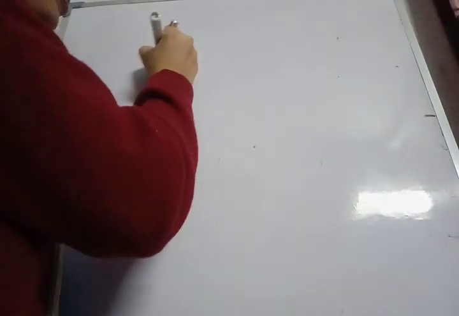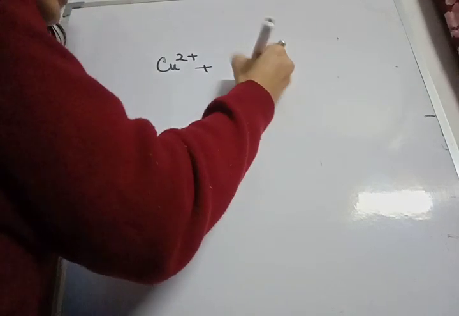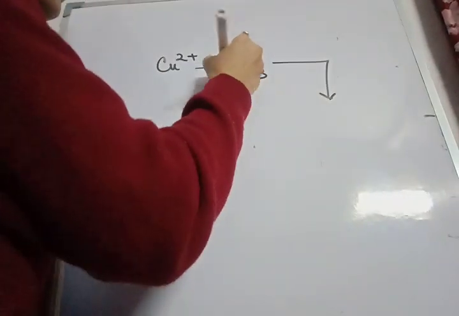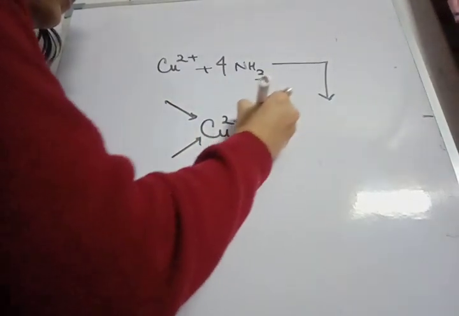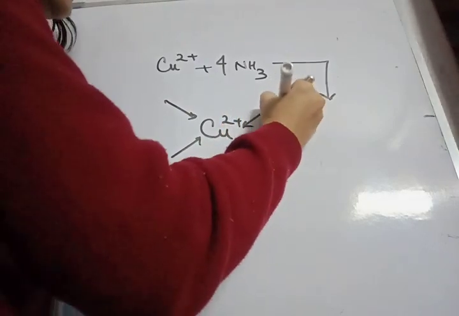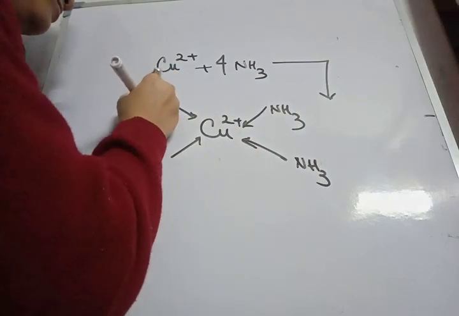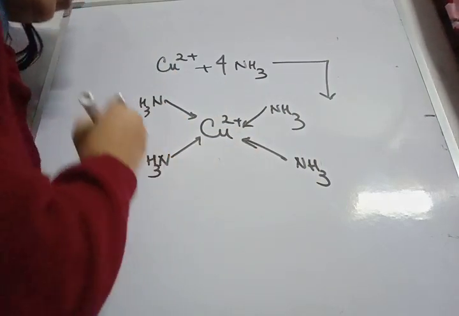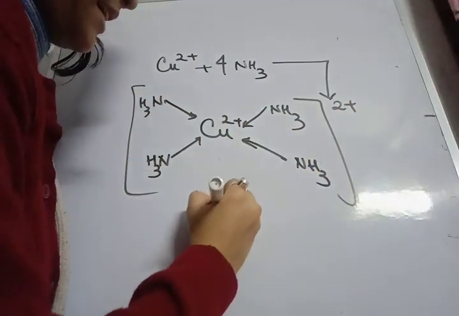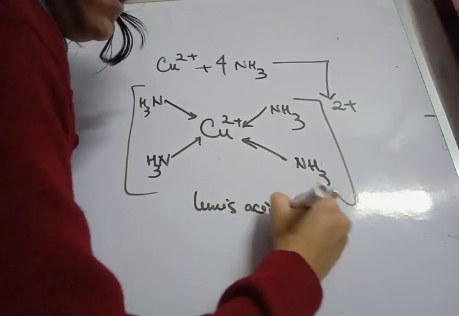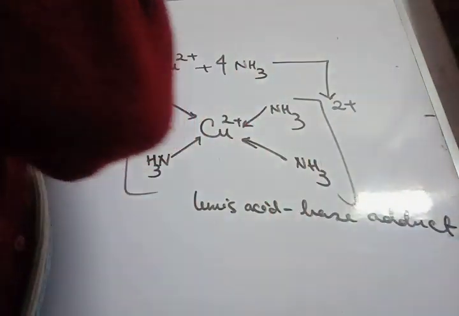Copper ion Cu2 positive, it's a Lewis acid. Ammonia is a Lewis base. What will be formed? This one, via coordinate bond. So ammonia is donating its lone pair to copper. So coordinate bonds are formed. This is my Lewis acid-base adduct, which is highly stable. Okay, so that's it, class 11.